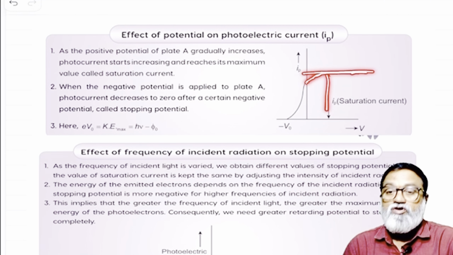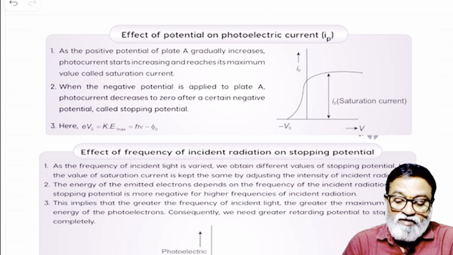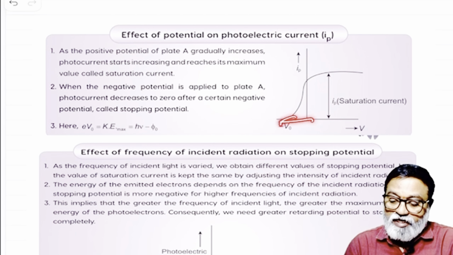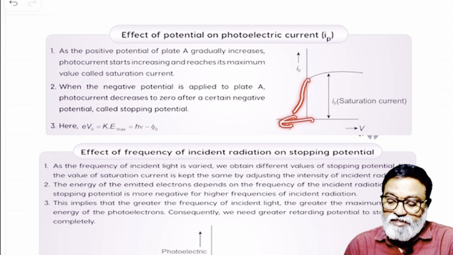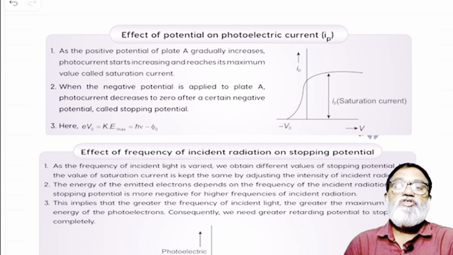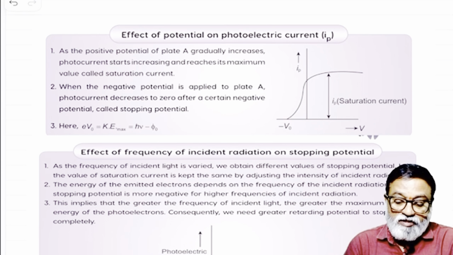This constant is called saturation current. When a negative potential is applied to plate A, the photocurrent decreases to 0 after a certain negative potential called the stopping potential. Here this is positive potential, here it is negative potential. As negative potential increases, current decreases and finally becomes 0. This is where the current is 0, and that negative potential is called the stopping potential. Therefore, here KE maximum is equal to eV naught, that is h nu minus phi.